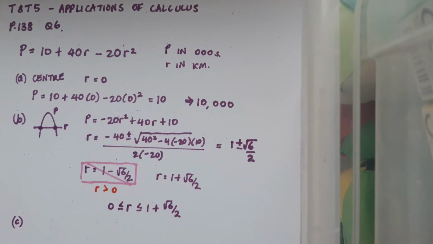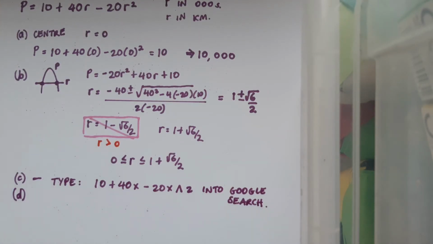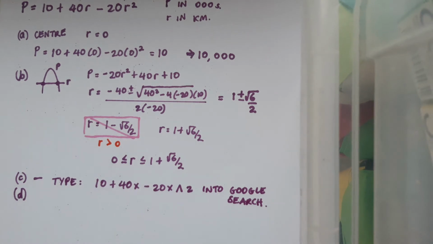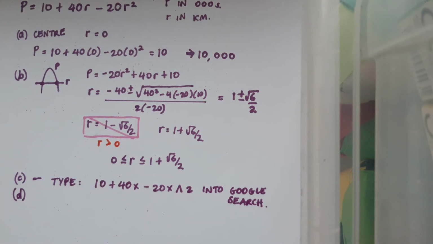Part C says sketch a graph. I'm not going to do that. But if you type that function, 10 plus 40x, using x as the variable, minus 20x squared, using the caret, I think it's over the 6 on the keyboard, into Google search, it'll actually graph it for you. So if you have your graph drawn and you want to check it, that's a nice way to know if you've done it correctly or not.